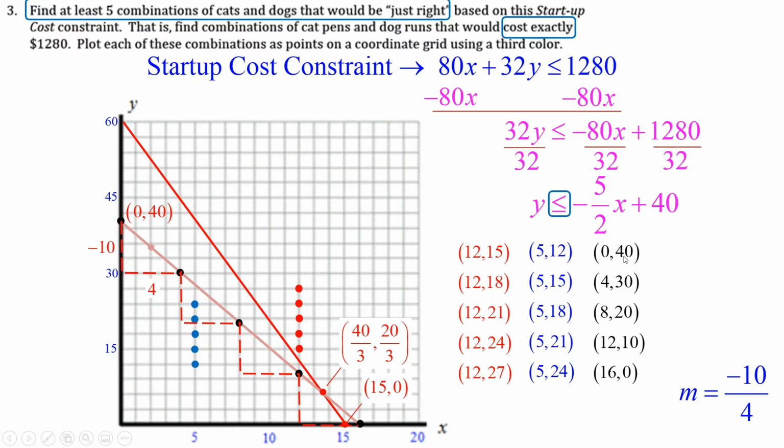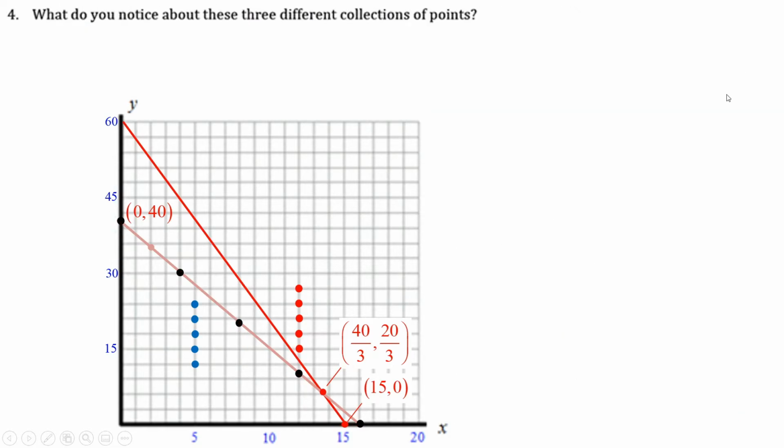And if we did 0, let me see what's what again. 0 dogs and 40 cats would cost $1,280. Or I could have done 8 dogs and 20 cats, $1,280, and so on. That's going to be our startup cost constraint. Very cool. Okay, what do you notice about these 3 different collections of points?